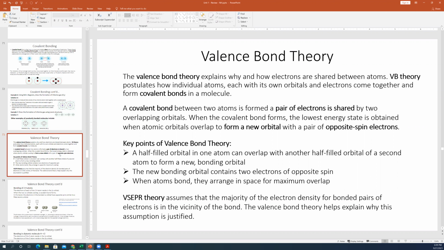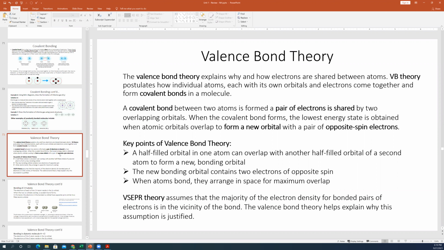So valence bond theory explores why and how electrons are shared between atoms that are in a bond together, and how each atom, each with its own orbitals and electrons, contributes to the formation of the covalent bond with another atom. So the covalent bond between 2 atoms is formed when a pair of electrons is shared. This is a very important concept to remember in a covalent bond.